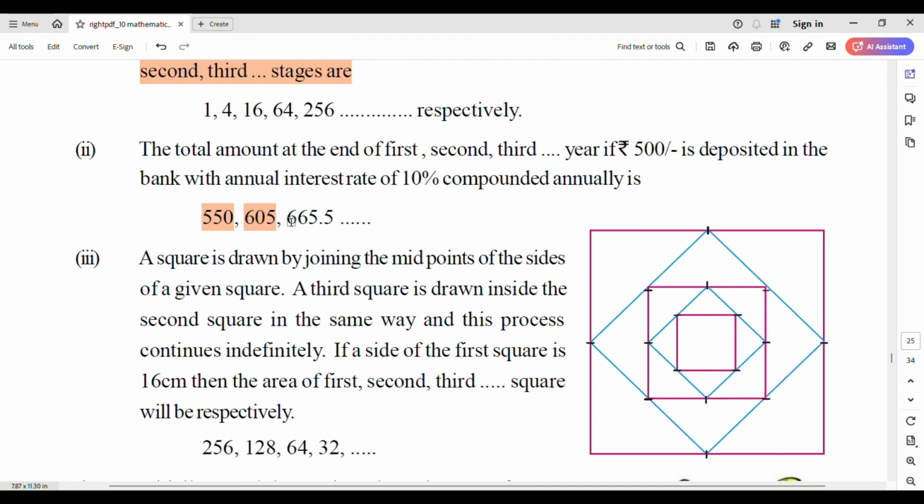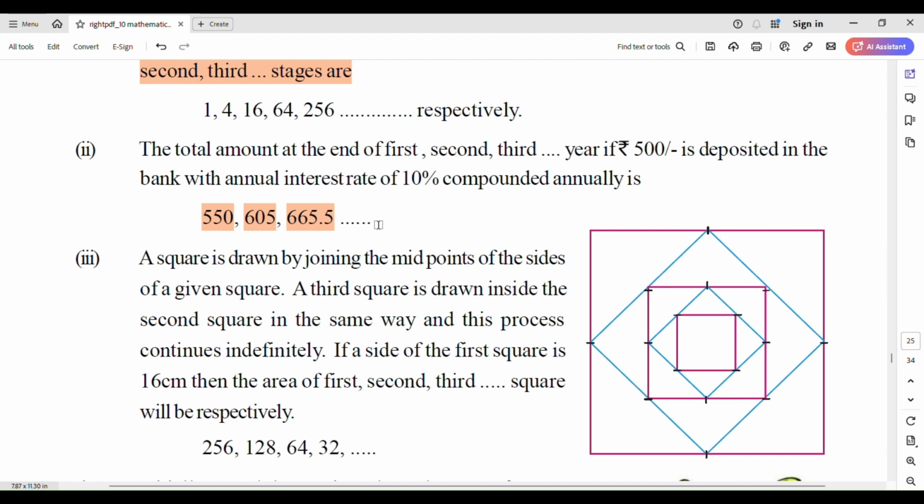That is 605. If you see here, every year I am adding 10% extra, so it is 1.1 times. 10% interest means my principal is 100, 10 is interest, so 110 by 100, which is 1.1. So each number is 1.1 times the previous number, right?